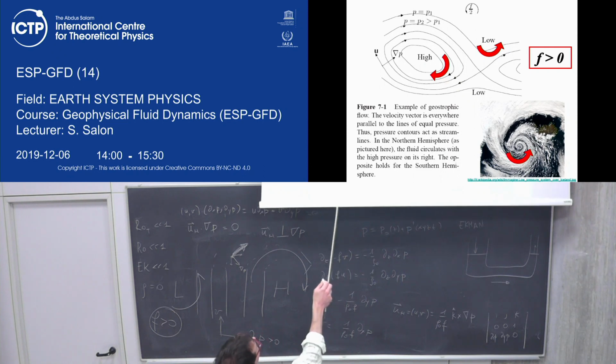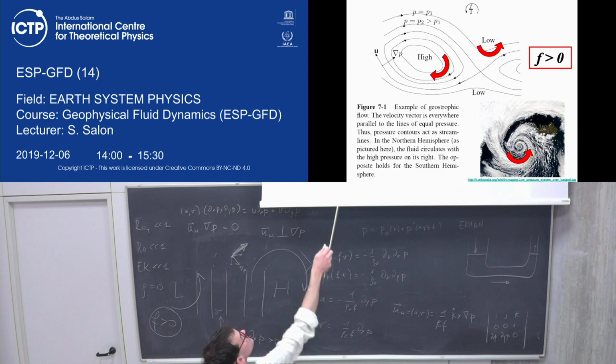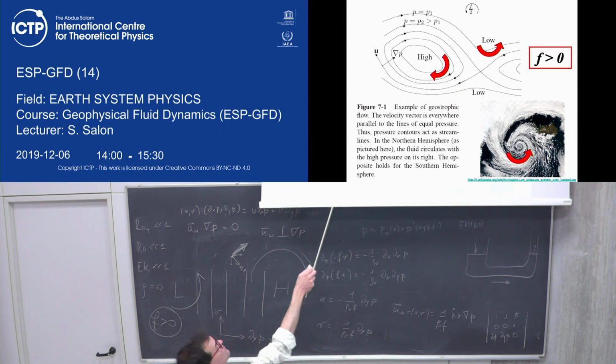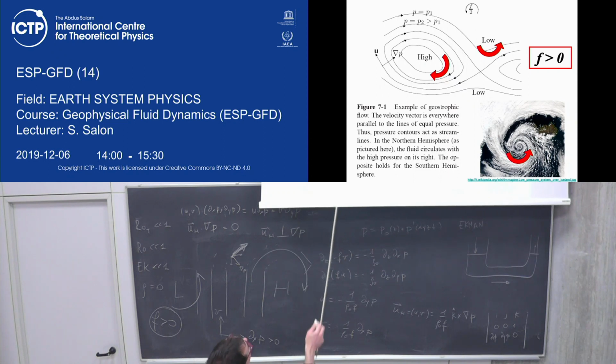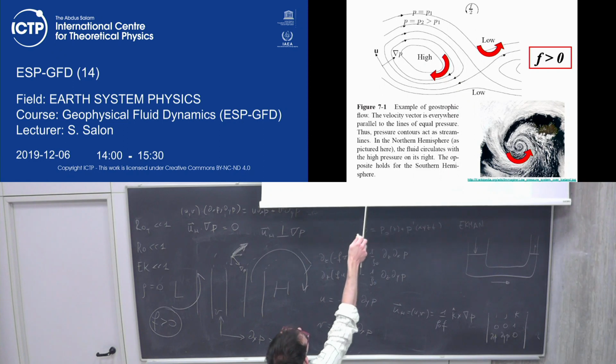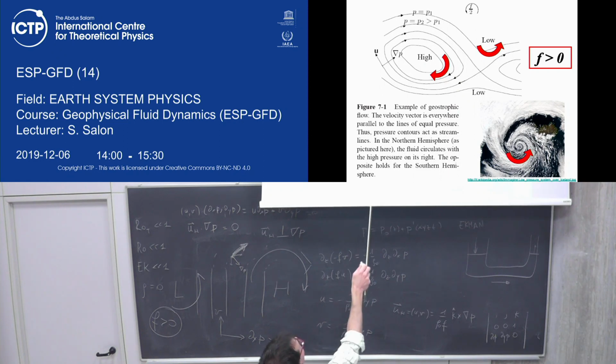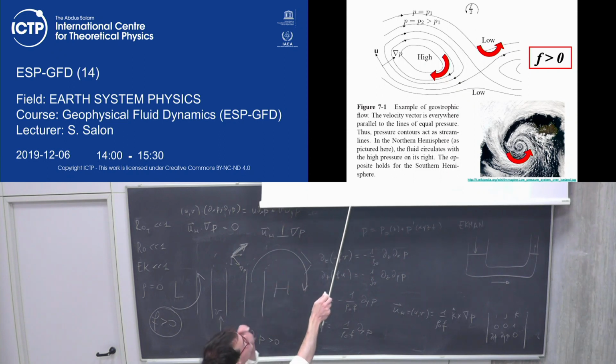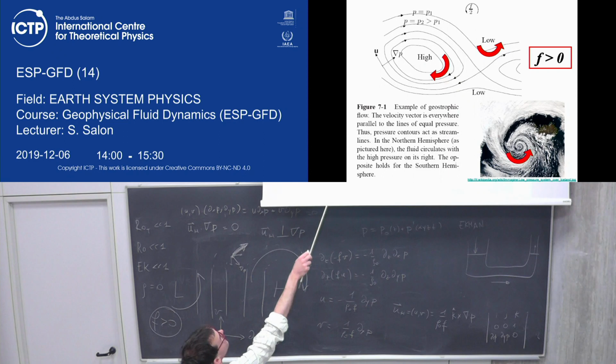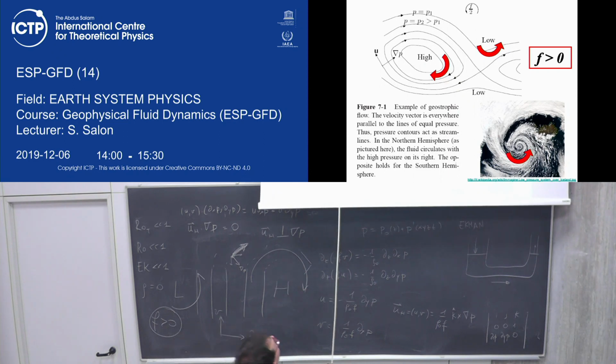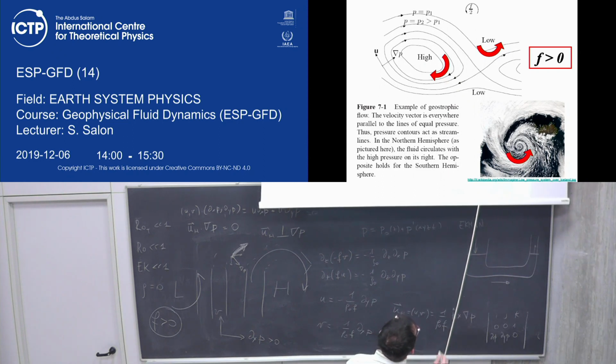So if we consider closed isobars around a higher pressure, where this pressure P2 is larger than P1, so I'm going towards the higher pressure, the gradient is pointing toward the higher value. So I have that the velocity is always perpendicular, so it will go rotating clockwise in this direction. The low will be the opposite, counterclockwise, for f positive. Of course, in the southern hemisphere it will be reversed.